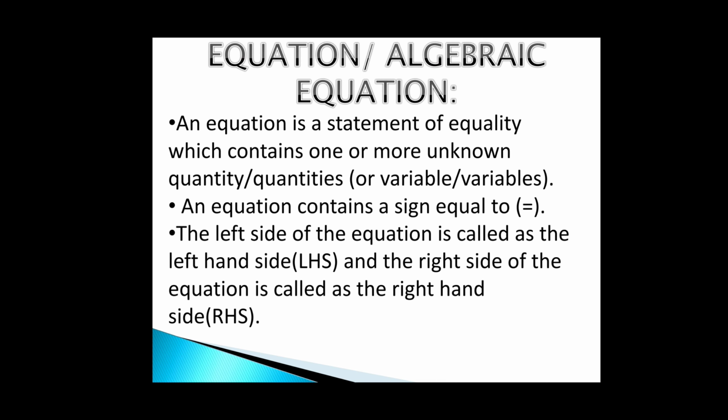Okay. Now, what is an equation or an algebraic equation? An equation is a statement of equality which contains one or more unknown quantities or variable or variables. An equation consists of an equal to sign. The left side of the equation is called as the left hand side or LHS, and the right side of the equation is called as the right hand side or RHS. Okay, so therefore an equation is nothing but a statement which says this LHS is equal to RHS. So that is called as an equation.